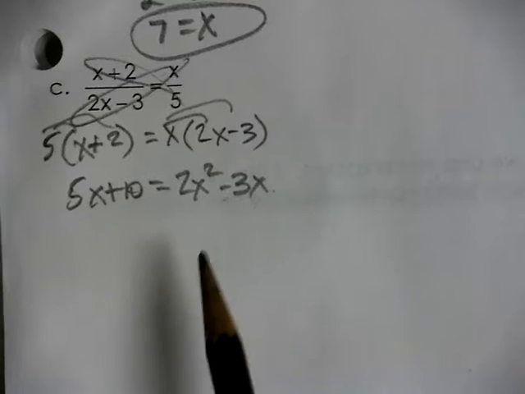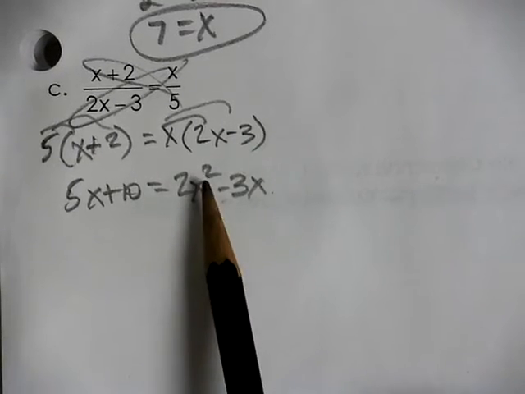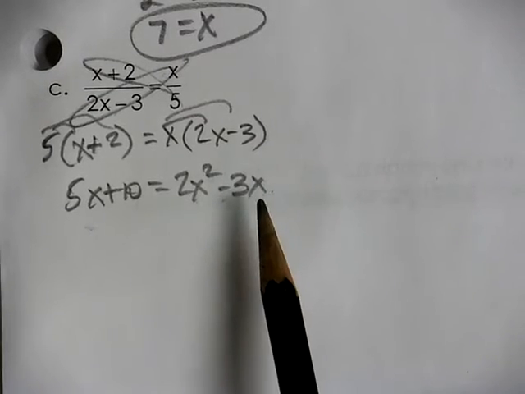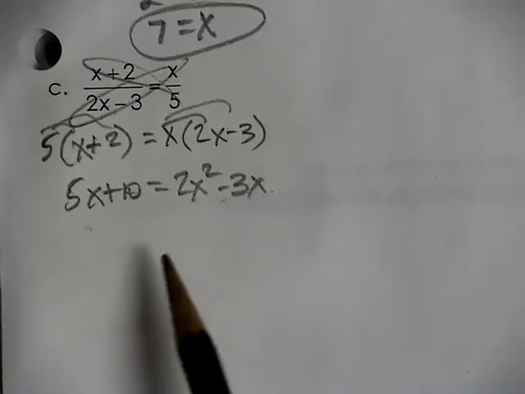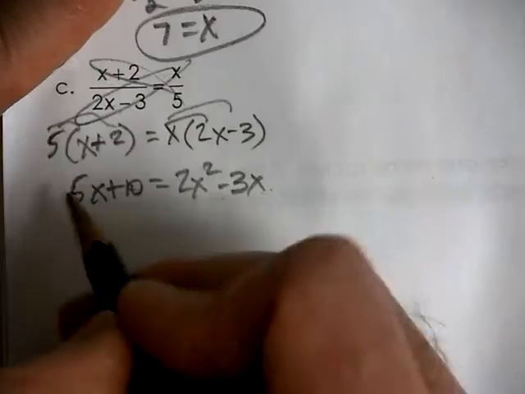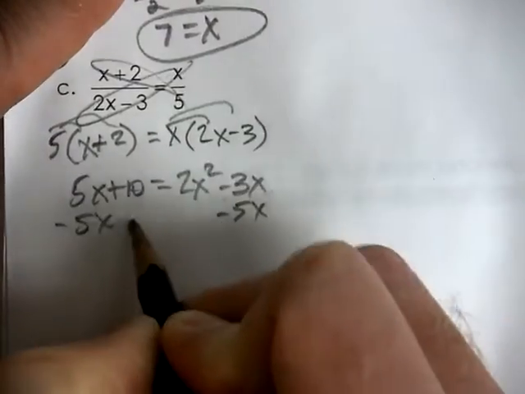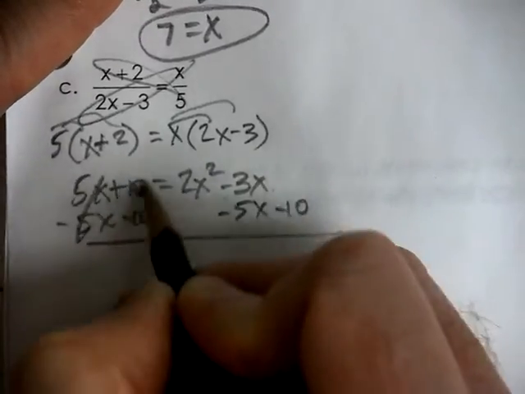Now, in this case, we have two different types of x's. Here we have an x squared, and then we have x's. Two different types of x's, I call them. So this reminds us that we need to bring all the values over to the same side of the equal sign. We need to set this equal to 0.